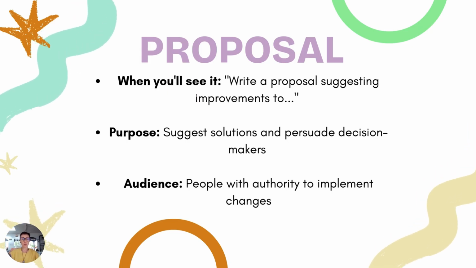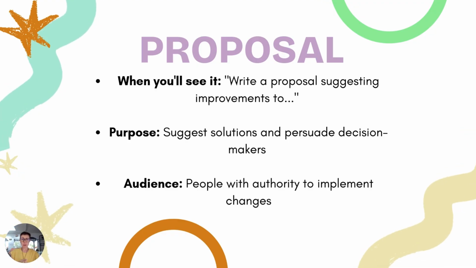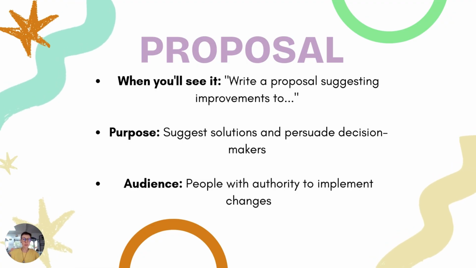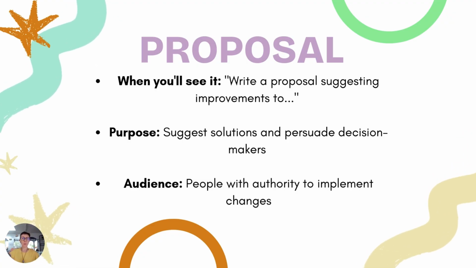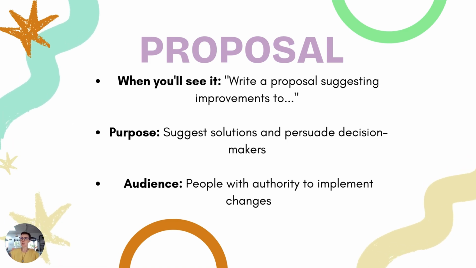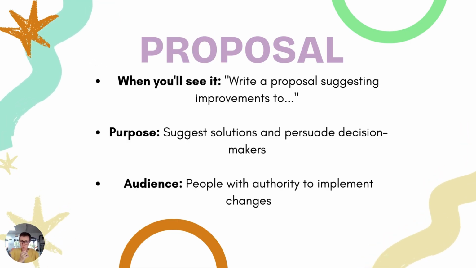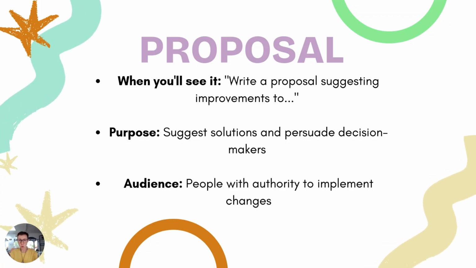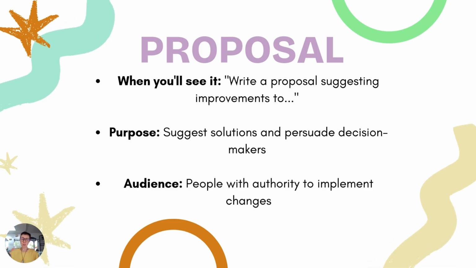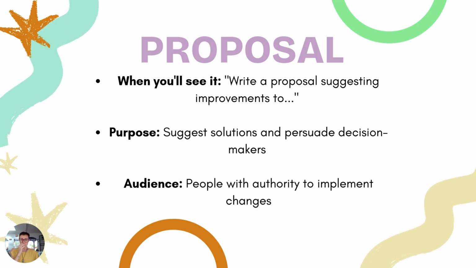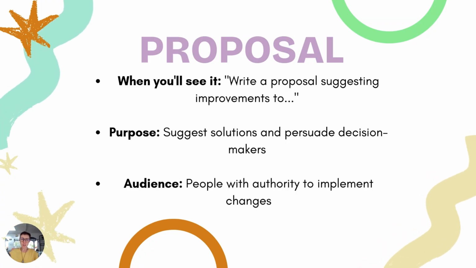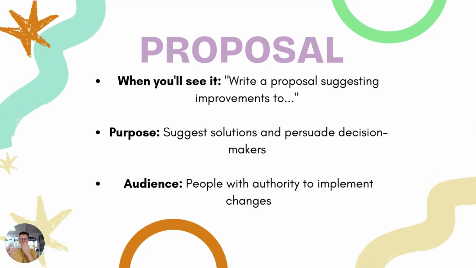So you want to suggest solutions and persuade decision makers. So in order to overcome this problem, I suggest we do this. Your audience in this case would be people with authority to implement changes. So managers, governments, superiors. So your report would be persuasive. It will be a forward-looking tone. So towards the future, you will be identifying problems and offering solutions for those problems. And you would also be talking about the benefits and the implementation details. Why would your solutions work? And then calls for action.